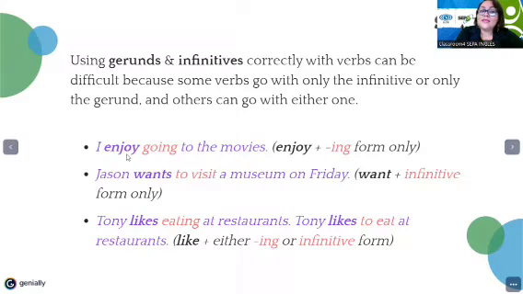Then, Jason wants to visit a museum on Friday. Want plus infinitive form only. The verb want is exclusively used with to in infinitive. Why? Because of the grammatical rule, because of the use of the language, I have to use to. I cannot say I want visiting. It's impossible. I enjoy to go? No, I enjoy going. I want to visit.